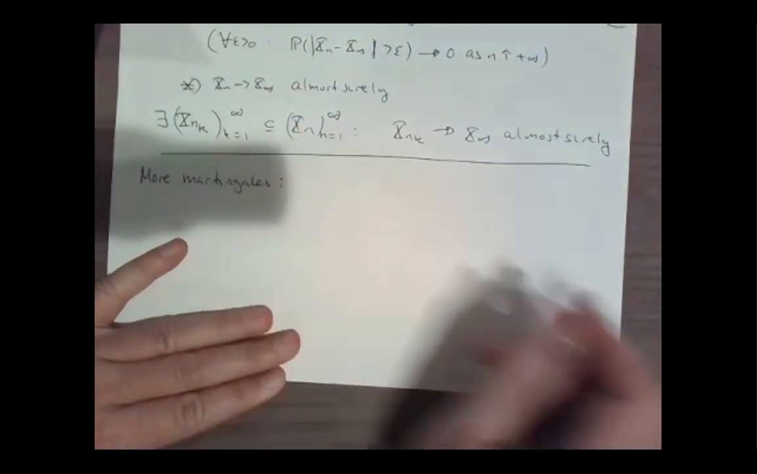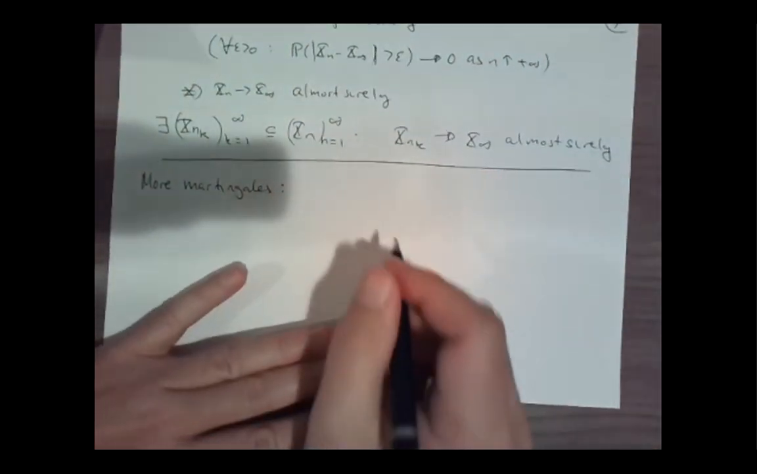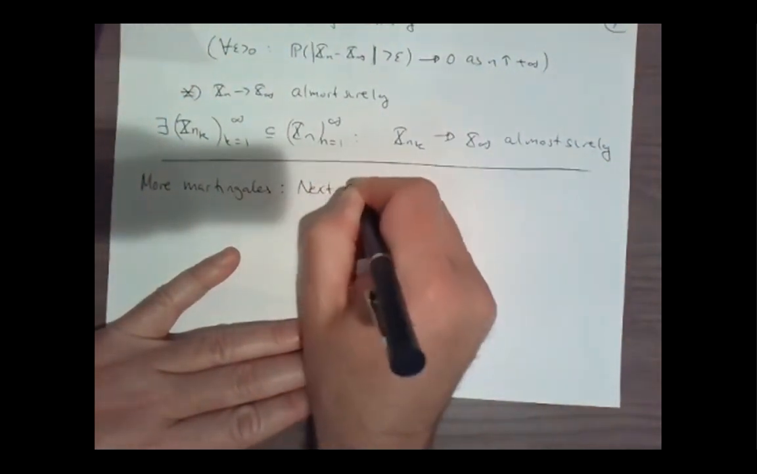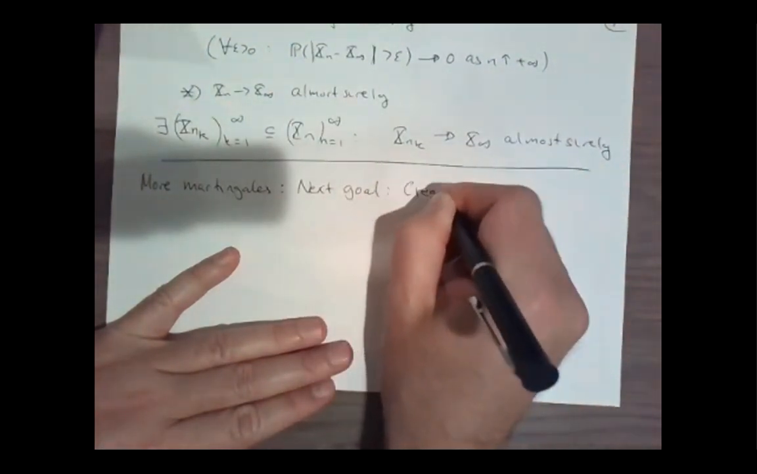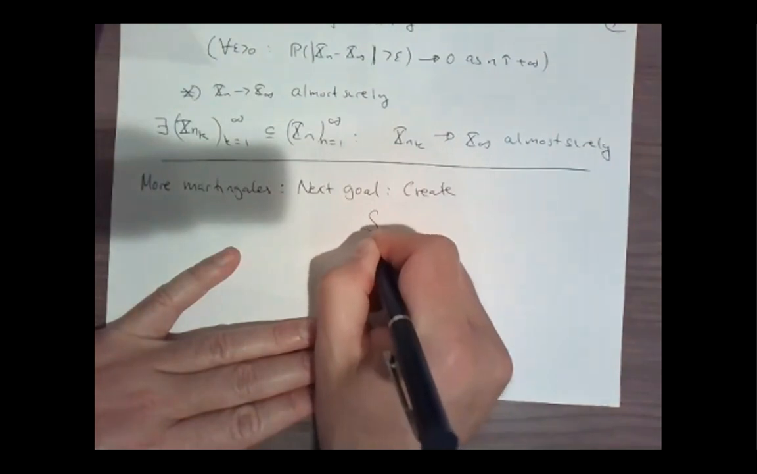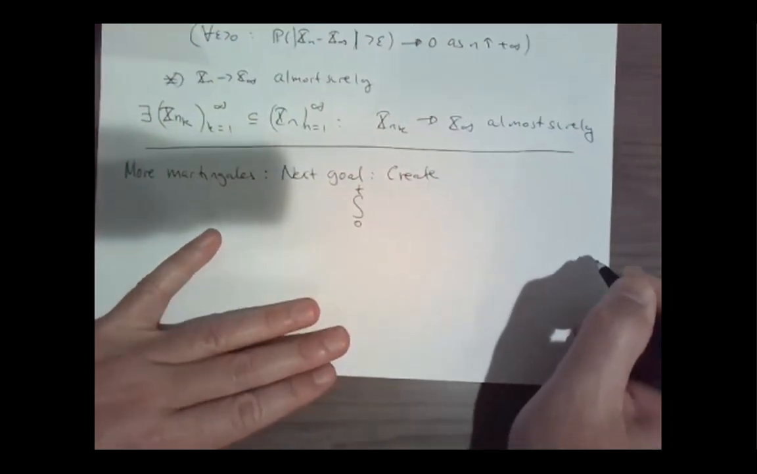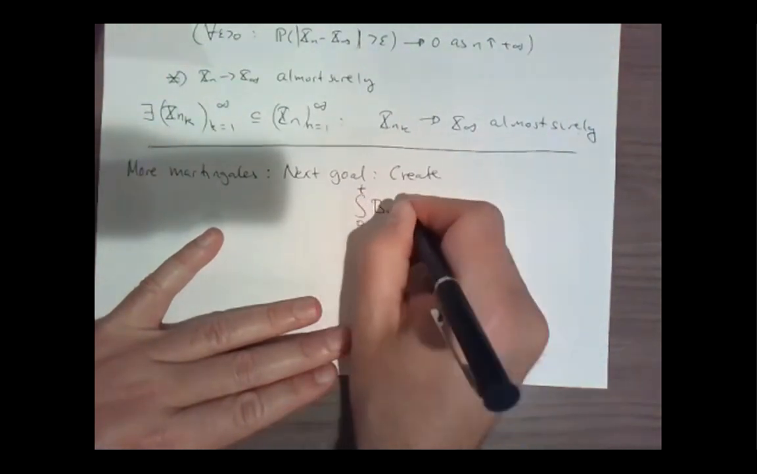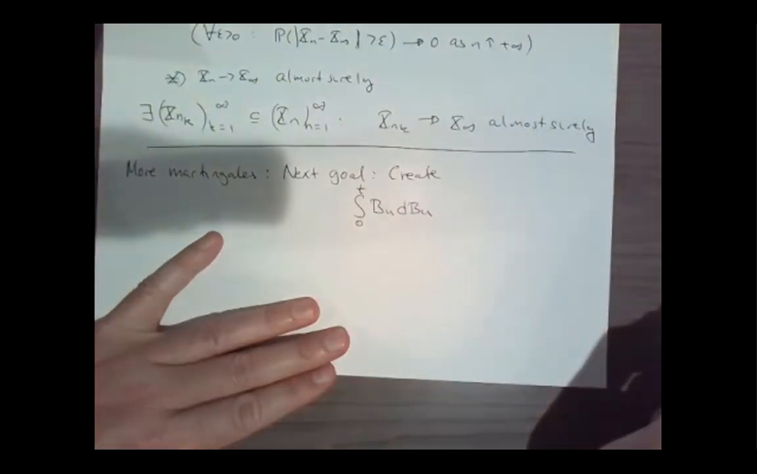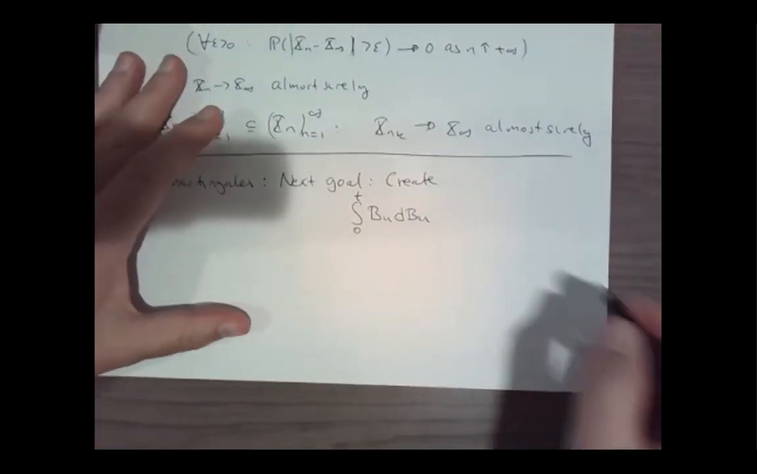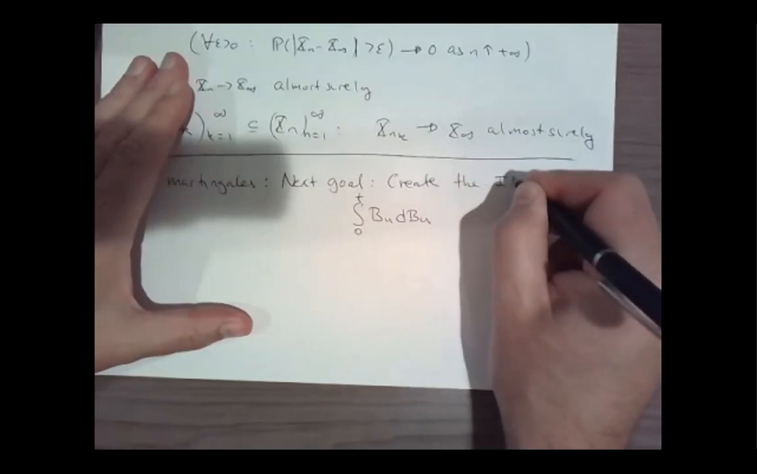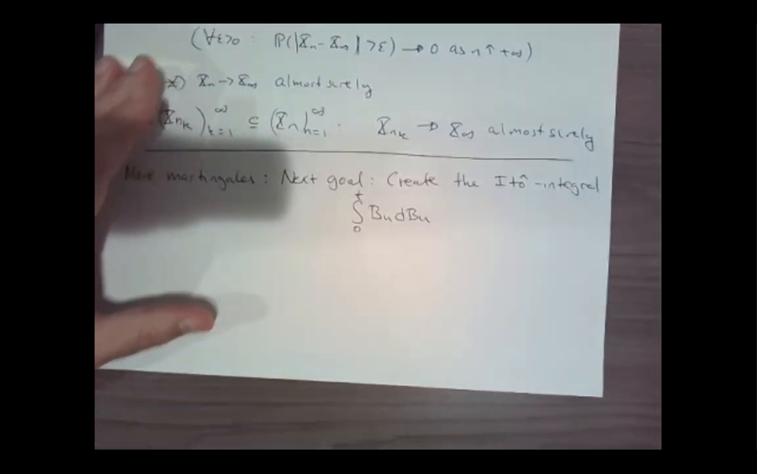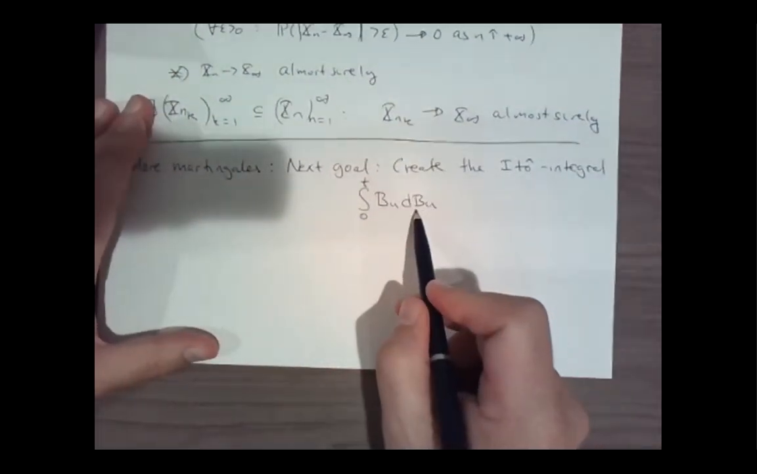The big class that we're ultimately going to be looking at is... so the next big goal is to create this object here, and this is an integral. For example, I could be interested in creating this object here. So this here is the Ito integral. What you're noticing here is that there's a dB here.